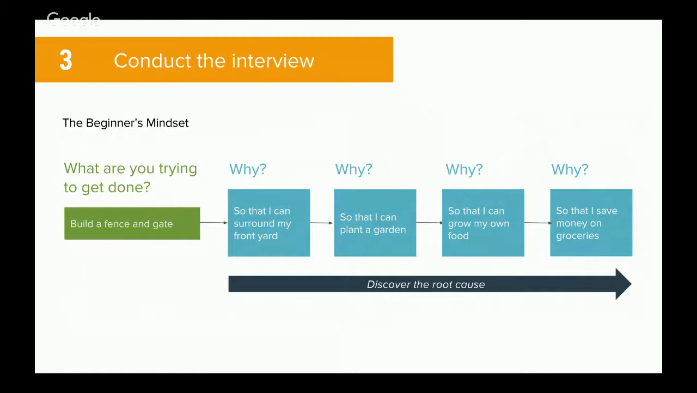In this example here, you might ask the user, what are you trying to get done? And they might say, trying to build a fence and a gate. And then you would want to ask why. And they would say, so that I can surround my front yard. And you might say, why? And they would say, so that I can plant a garden. You might ask, why? So that I can grow my own food. Why? So that I can save money on groceries. And that way you really discover the root cause when you drill down and figure out what it is that's the actual motivation for what the user is trying to get done.